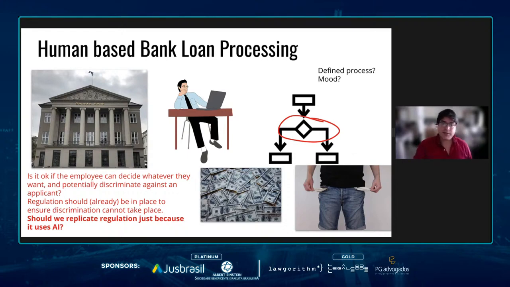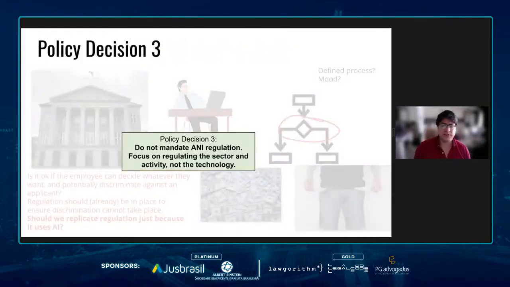And if you look at many sectors like bank loans, discrimination, court decisions, a lot of GDPR, a lot of regulation already exists and tells us what we need to do, even in terms of bias and discrimination. So by creating regulations specifically for these types of sectors, are we now going to be replicating law? Are we going to be replicating certain laws that define you cannot discriminate? Because these laws already exist. So the third policy decision was do not mandate artificial narrow intelligence regulation, rather focus on regulating the sector and activity, not the technology.